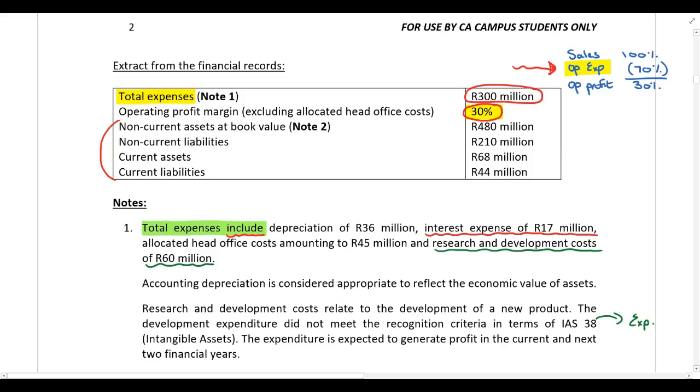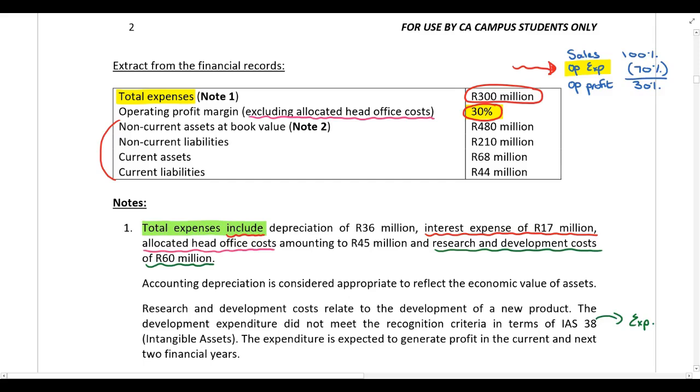Total expenses also include allocated head office costs amounting to 45 million rand. These head office costs would need to be excluded because they are allocated costs from head office and they are not under the divisional manager's control. In addition, you have been specifically told that this operating profit margin has been calculated excluding allocated head office costs. So the operating expenses must also exclude allocated head office costs. That definitely needs to be excluded.